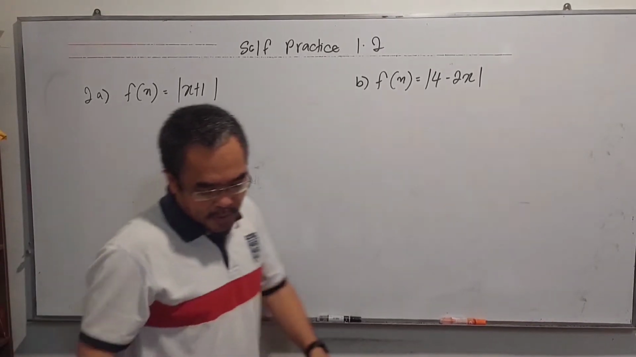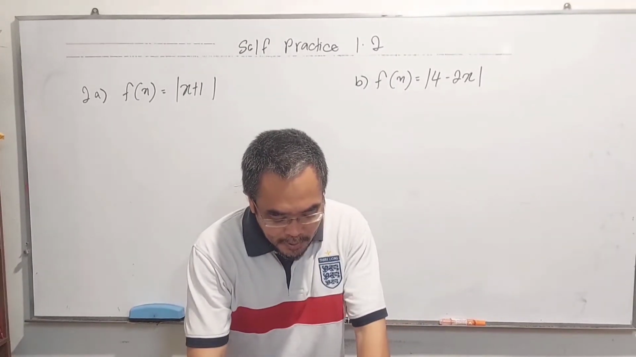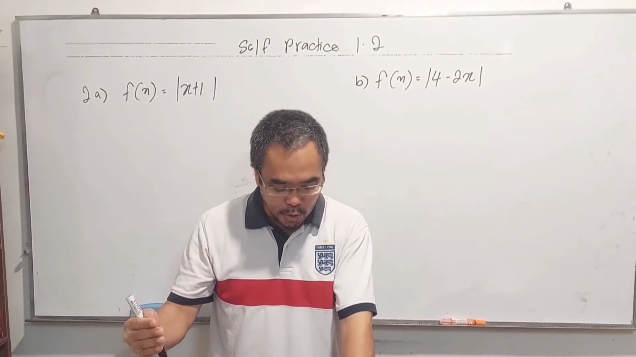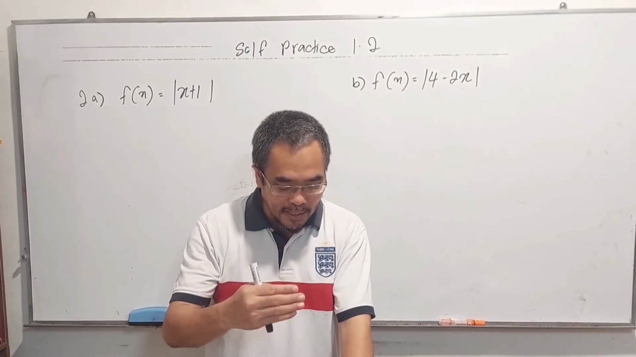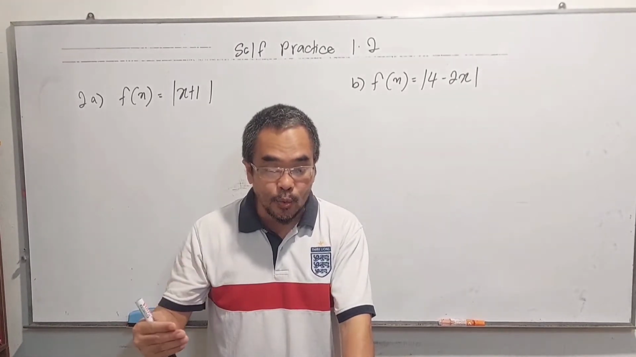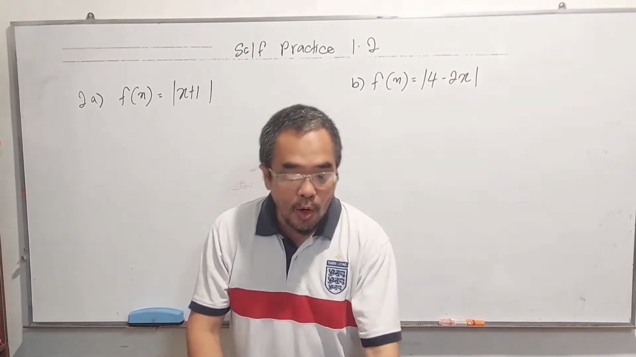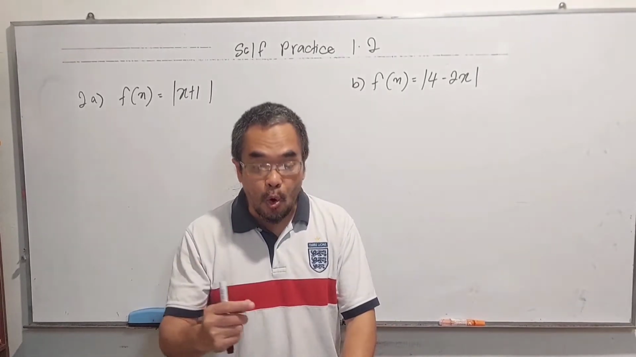Okay, let me repeat. In the books, in the example, they give the range between -1 until 2, and then you create a table where x is -1, 0, 1 and 2, from the beginning until the end. But I do not prefer to do it that way unless they say to draw.